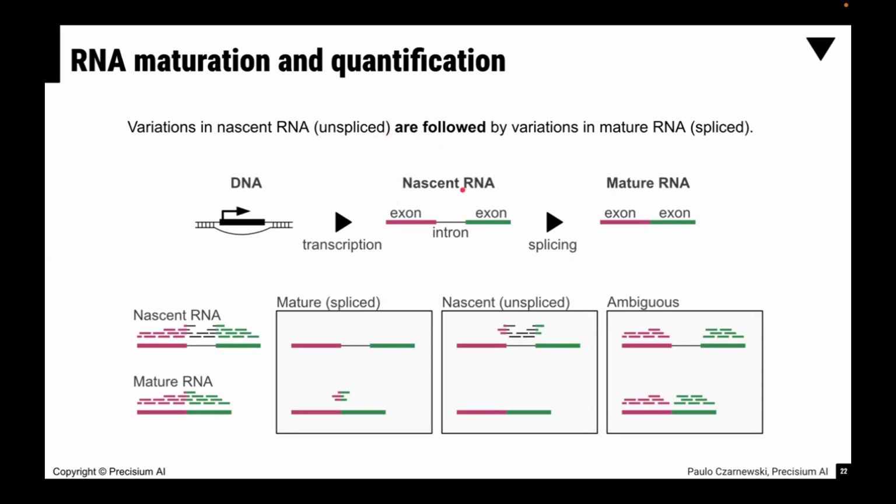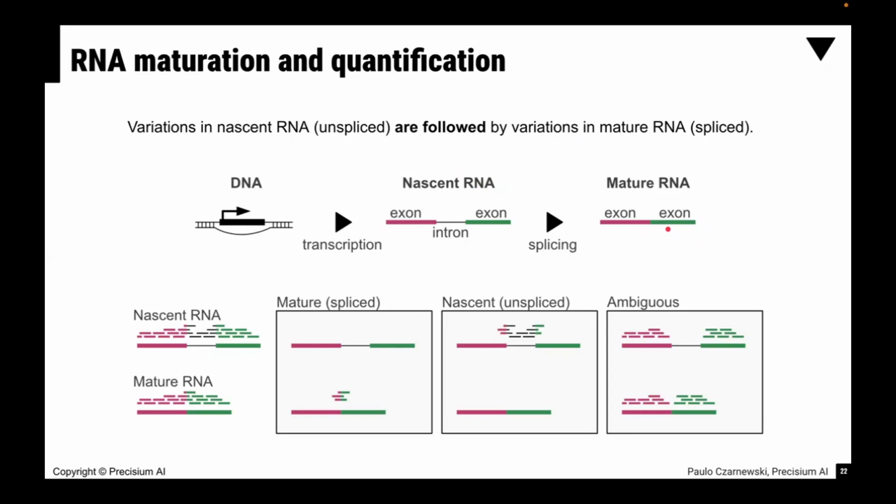So that means if you see, for example, a lot of differences in the nascent RNA, that means that this RNA is just being transcribed. It's a process that just started in that cell, compared to mature RNA, which has been in the cell for a little bit longer. And you will see that in a few examples later on.